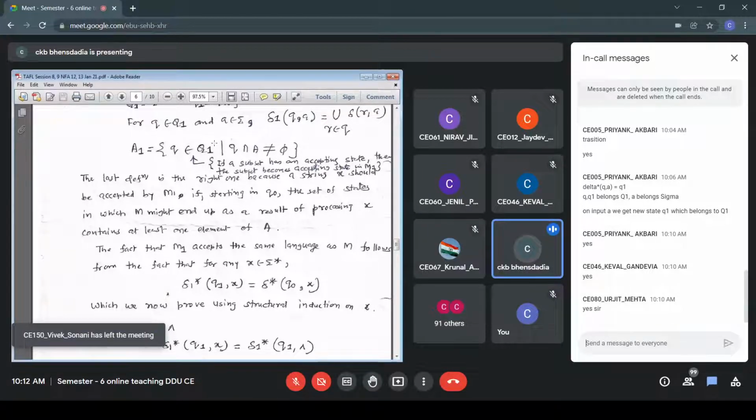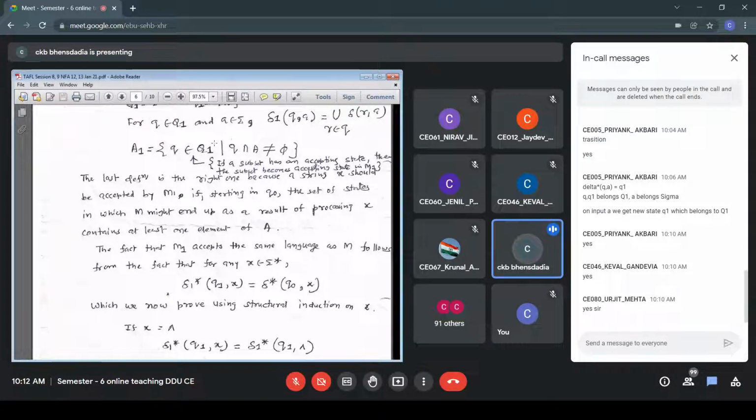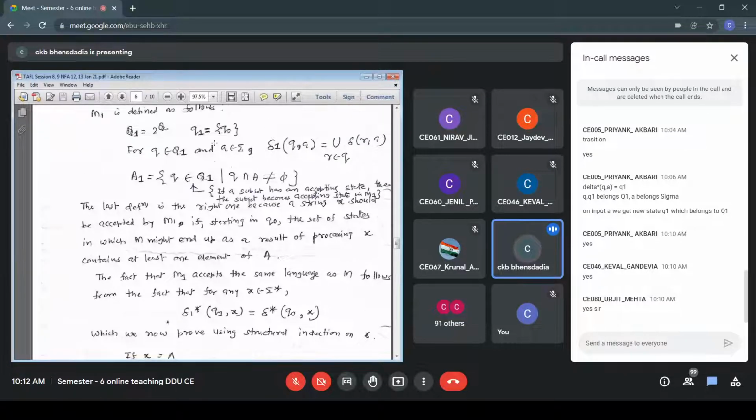Ultimately, what do we want to prove? The language accepted by M1, which is a DFA, is the same as the language accepted by M, which is an NFA. So L of M1 is equal to L of M is what we want to prove. For any NFA M, there is an M1, and the language accepted by M1 is the same as the language accepted by M. That is the most important statement. In order to prove that, we have proposed a construction for M1 from M. This is my proposed construction.